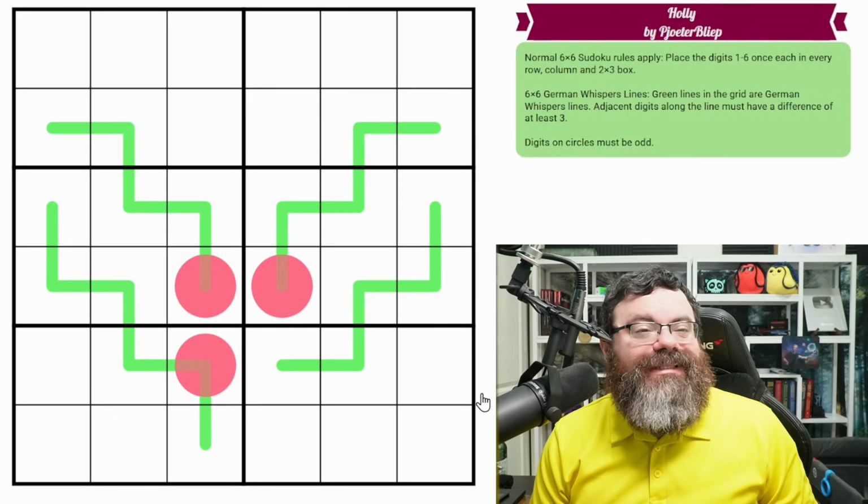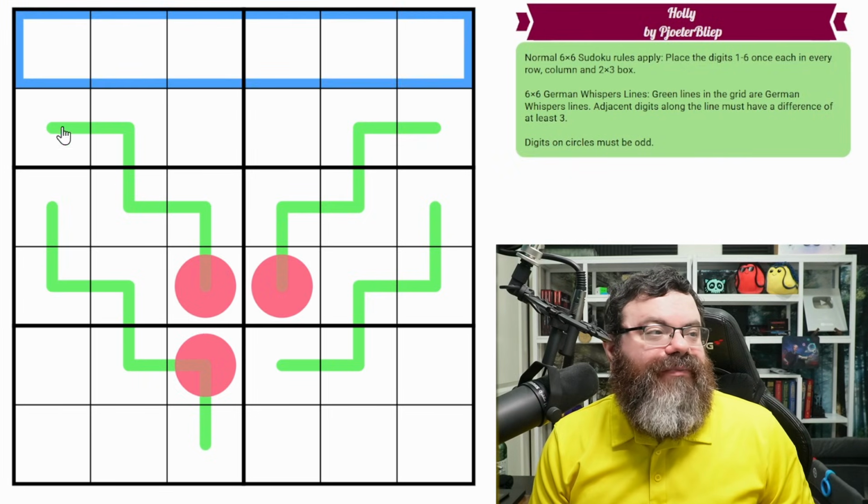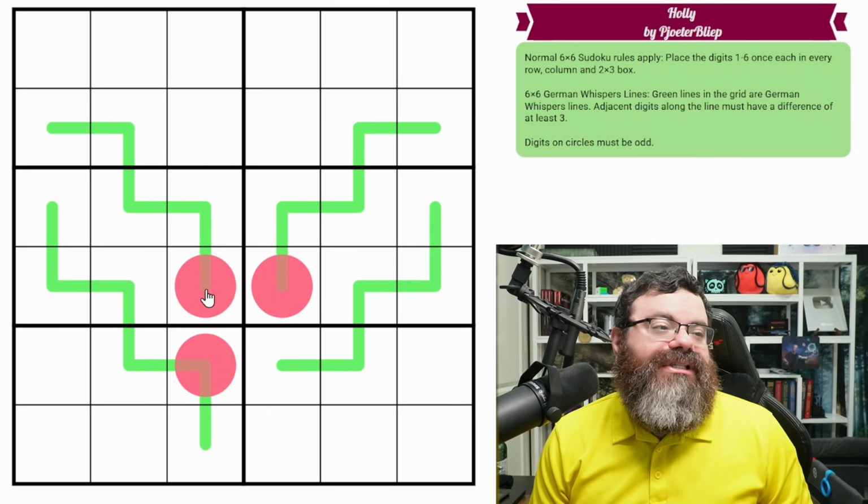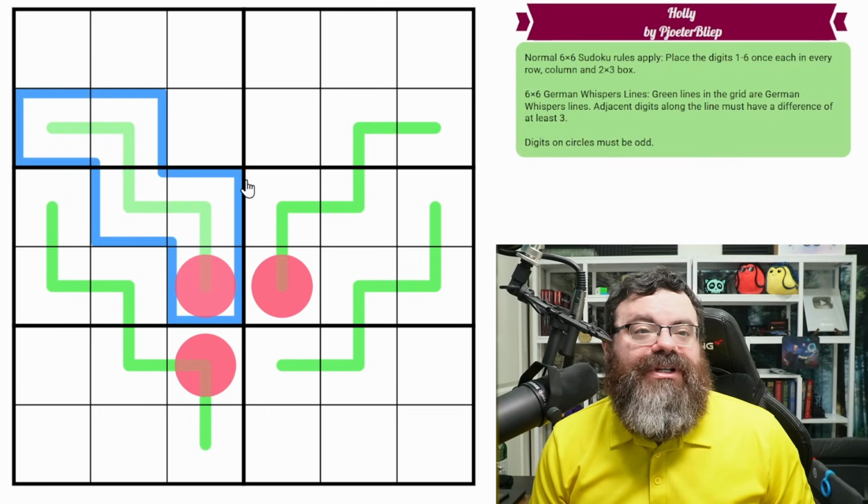So we have normal 6x6 Sudoku rules, so in each row, each column, and each 2x3 box, we are placing the digits 1 to 6 exactly once each. We also have these green lines in the grid. These are German whisper lines.